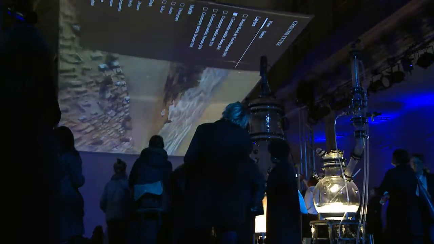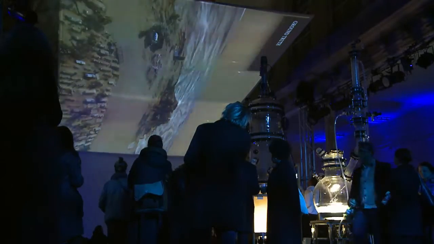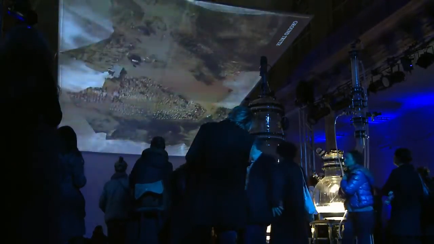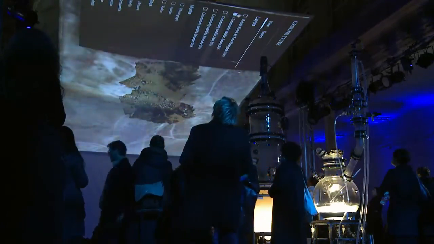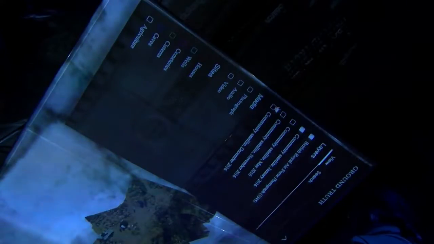GPS information from the file's metadata is automatically used to position each image, each individual photograph and video on the point cloud terrain.